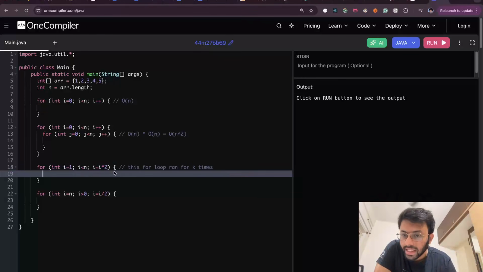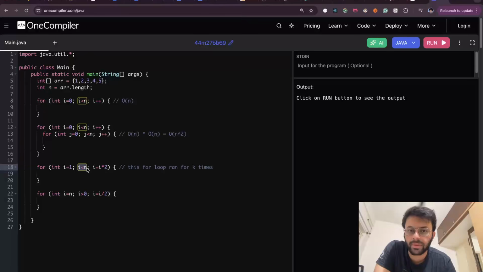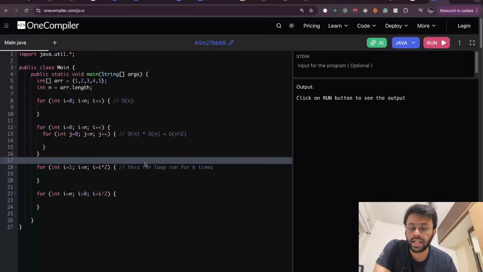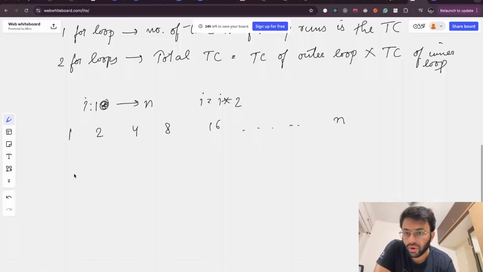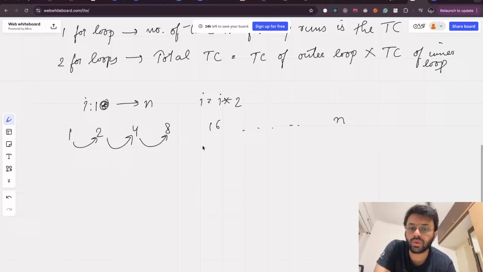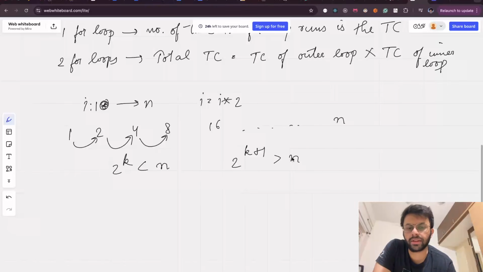You see, this for loop will run till i is less than n. So if the for loop ran for k times, that means when the for loop runs for 1 time, i changes from 1 to 2. When the for loop runs for 2 times, i changes from 2 to 4, isn't it? For loop ran once, i became 2. For loop ran twice, i became 4. For loop ran thrice, i became 8, and so on. So if the for loop ran k times, i will become 2 power k, and 2 power k is just less than n. And it will stop because 2 power k plus 1 will be greater than n.